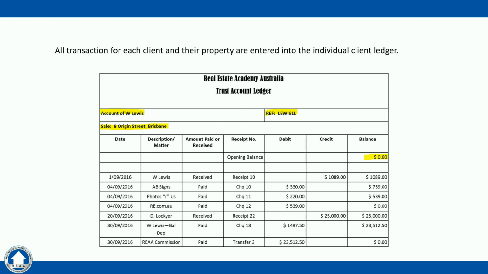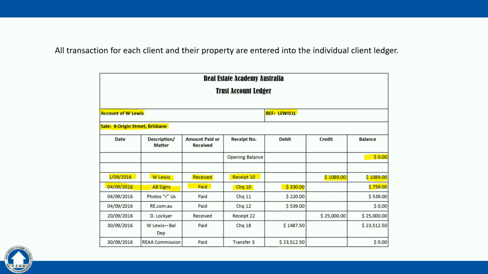particular client. So on the 1st of the 9th, there was W. Lewis; we received an amount on receipt number 10 of $1,089. Then on the 4th of the 9th, for ABC Signs, we had to pay out via check number 10 an amount of $330 on that client's behalf, and then we have a progressive balance left of $759.